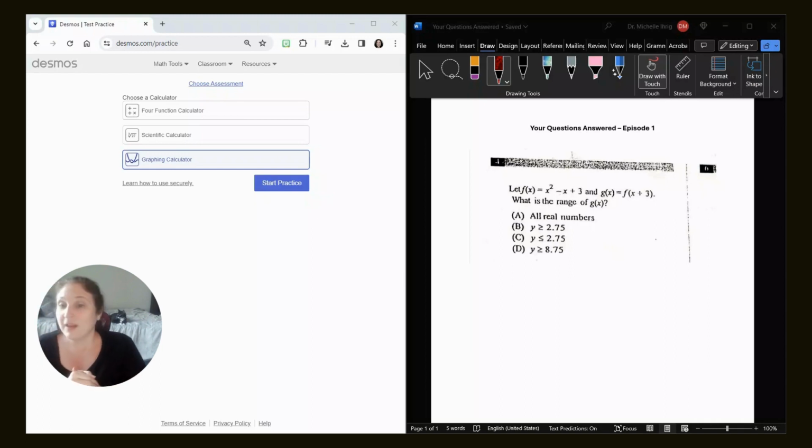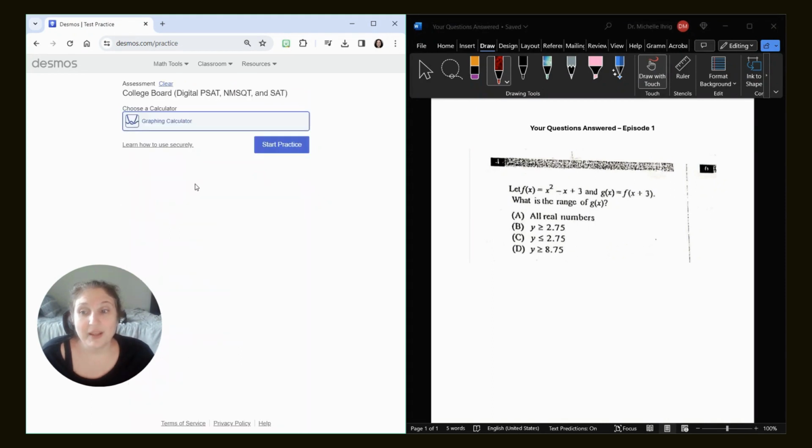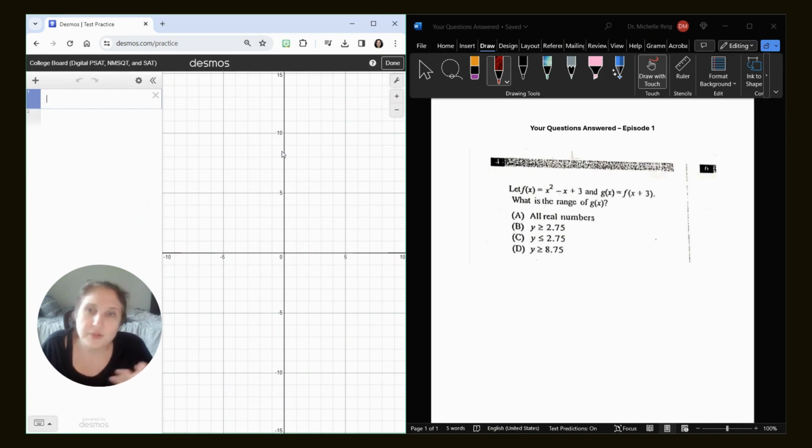There he is. Okay, so open up Desmos. You're going to go to choose assessment and College Board. If you don't do this, it might not work. I don't remember which parts work and which parts don't, but I know there have been times I was recording videos and it wasn't working in the beginning and I realized I forgot to set it on College Board.